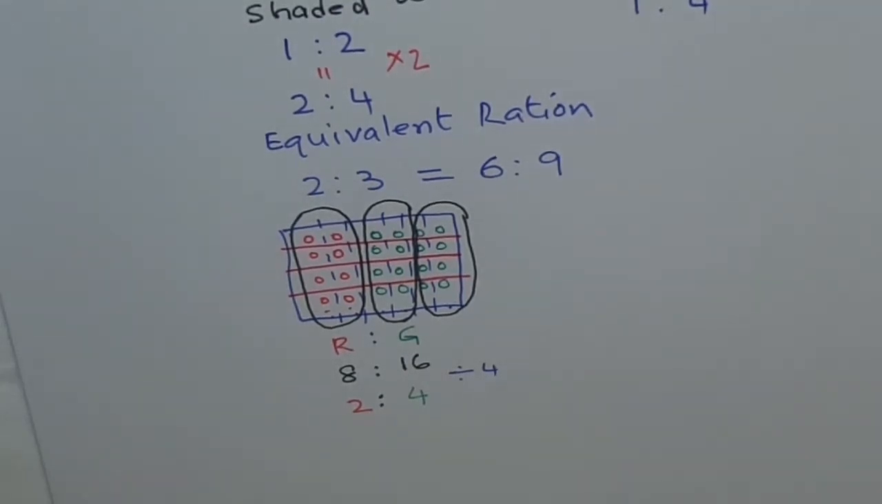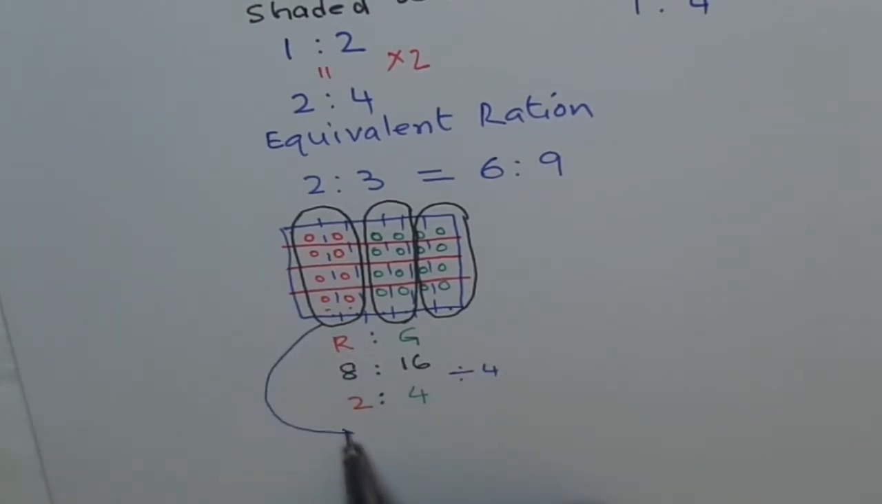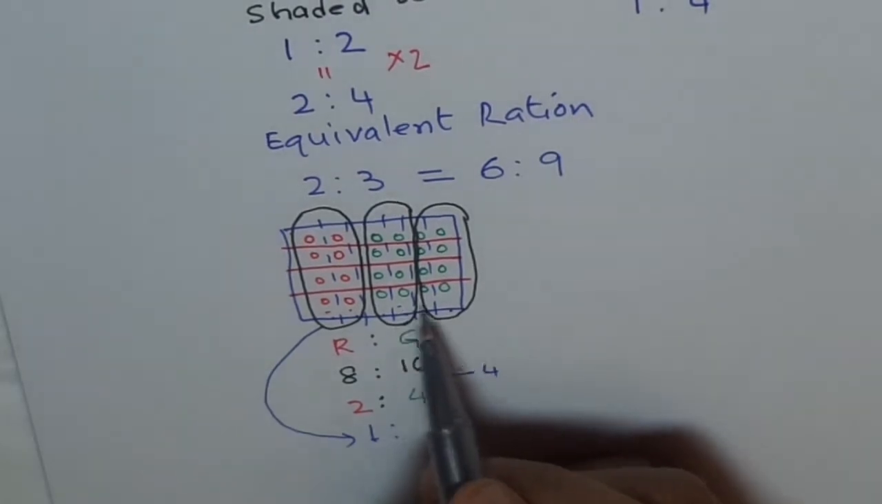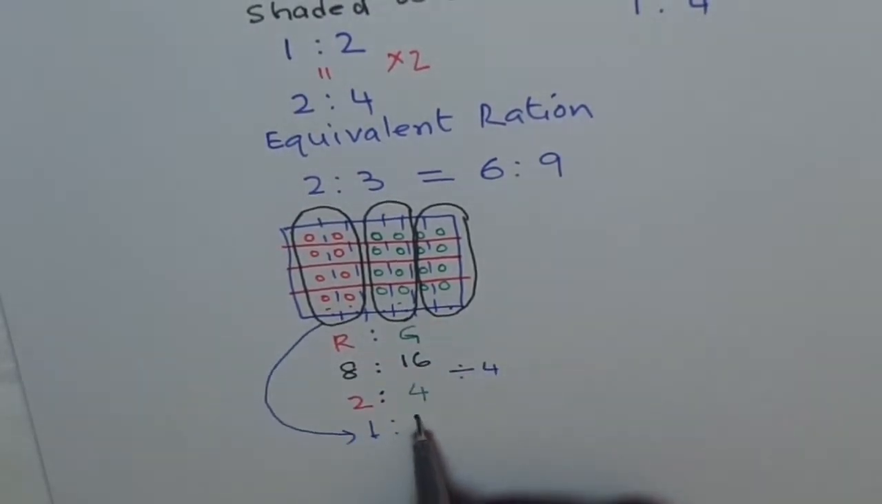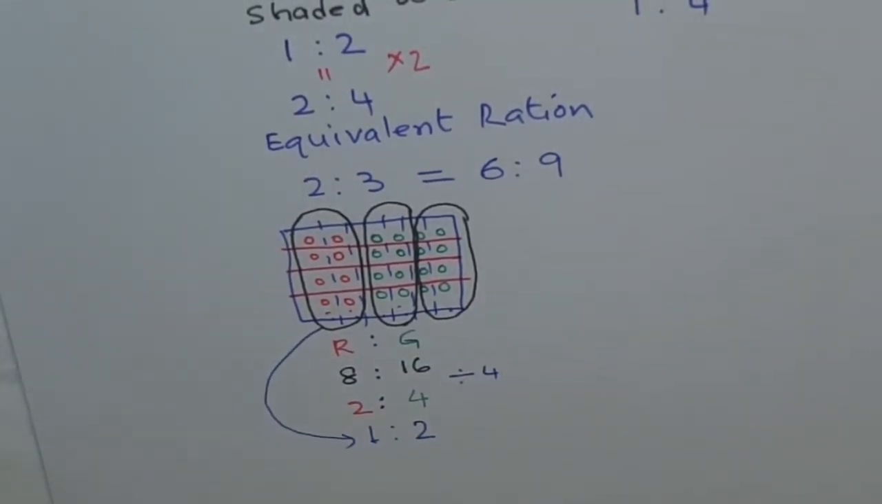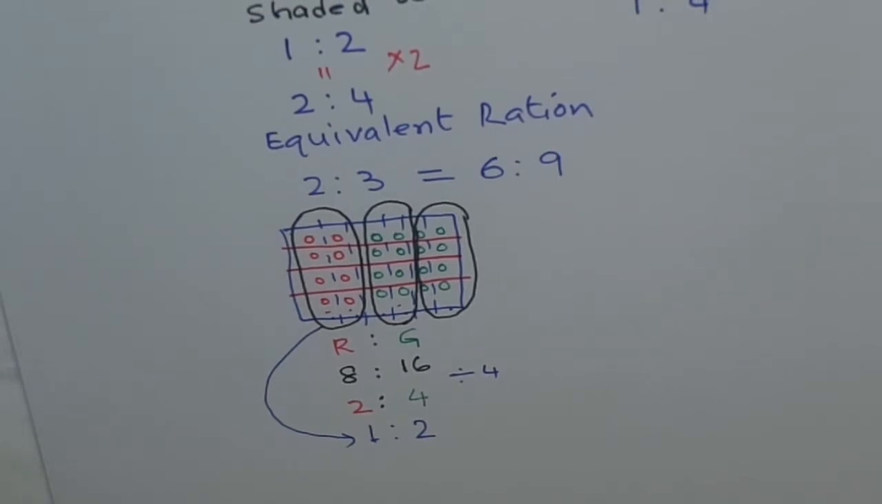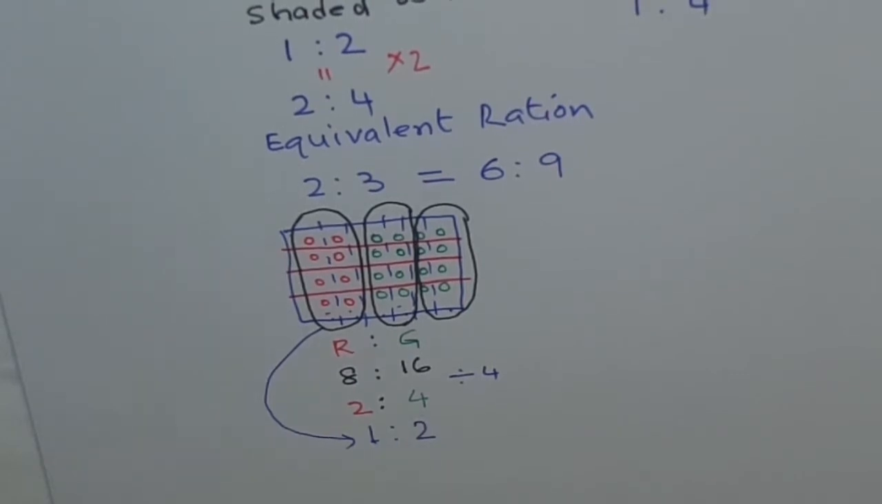Here, what is the ratio of red to green? In this, one big group is for red. Is that okay? And how many for green? 2, right? So it is 1:2. So what we see here is that the same thing can be represented in equivalent ratios. Correct? 8:16 is the same as 2:4, which is the same as 1:2.